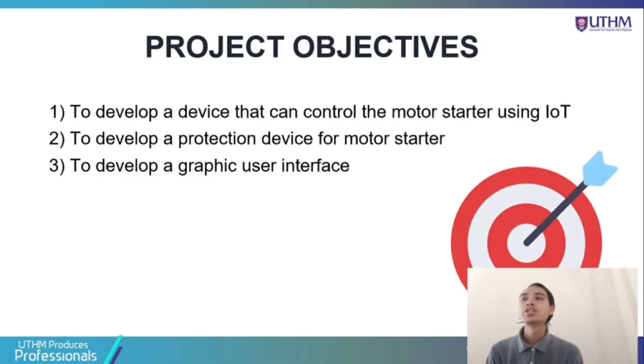So my project objectives: number 1 is to develop a device that can control the motor starter using IoT. Number 2 is to develop a protection device for the motor starter, and the last one is to develop a graphic user interface.